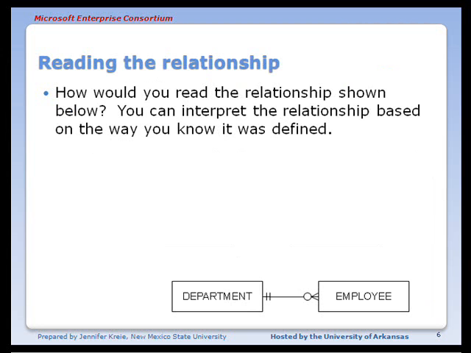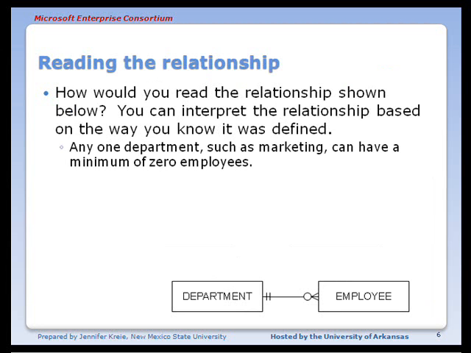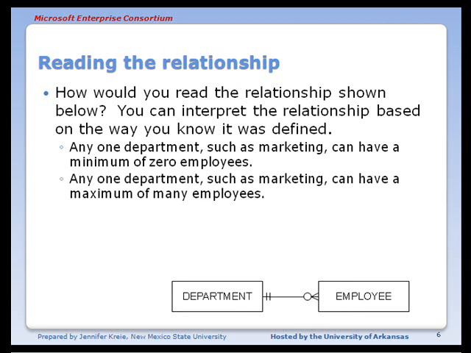So how do you read the relationship? Given this example shown here, how do you interpret the relationship? You should be able to now that you have learned how to define a relationship. Any one department, such as marketing, can have a minimum of 0 employees. That's shown here. Any one department, such as marketing, can have a maximum of many employees. That's the crow's feet here.